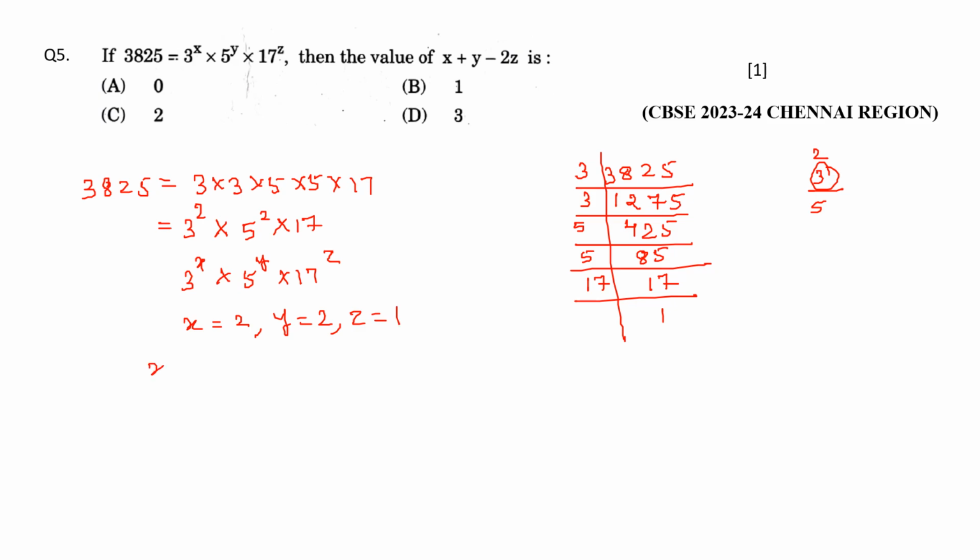Now find the value of x plus y minus 2z. So x is 2 plus y is 2 minus 2z means 2 into 1. So 2 plus 2, 4. 4 minus 2 is 2. So the correct option is option C. Okay, so these questions are quite easy. You just should not make any mistake while doing the prime factorization, isn't it?